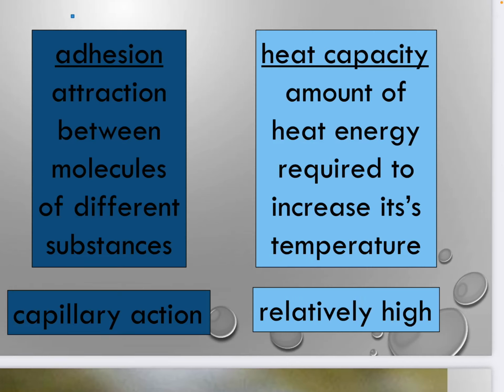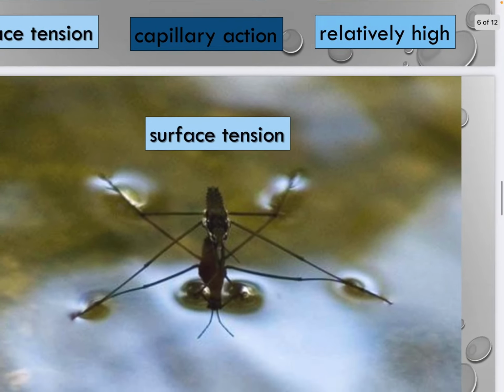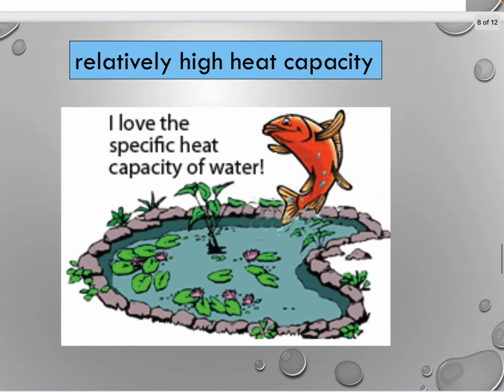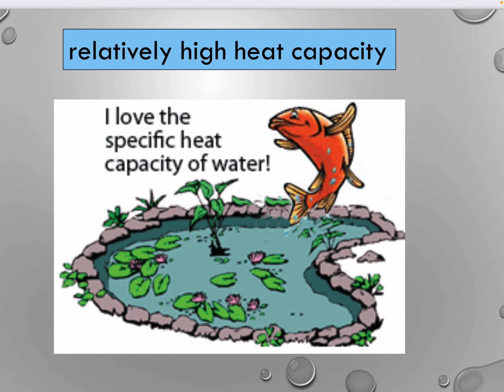So high heat capacity is another very important property of water. High heat capacity is the amount of heat required to increase the temperature. And for water, that's relatively high. It actually takes quite a bit of energy to increase the temperature of water. That's a great thing because it keeps ponds and lakes and the ocean at pretty stable temperatures so that creatures are able to survive in there without the water getting too hot or too cold. So having a relatively high heat capacity is a really important property of water.